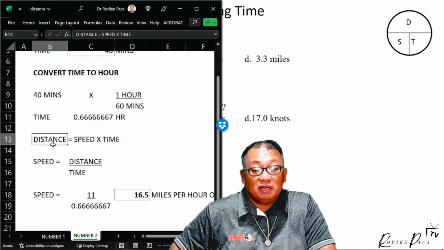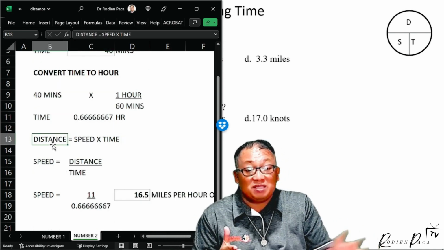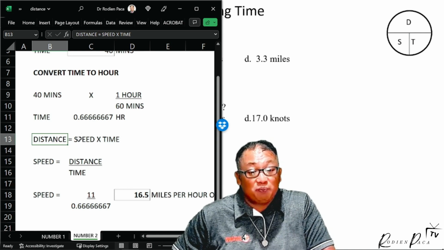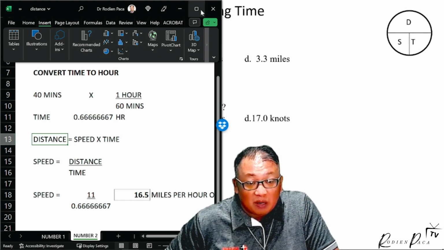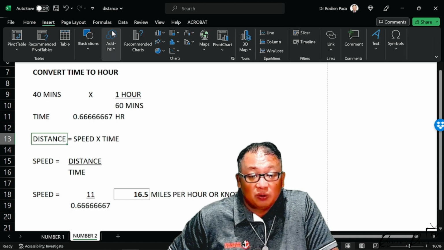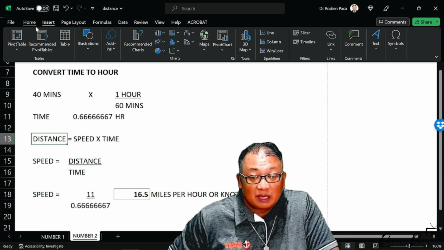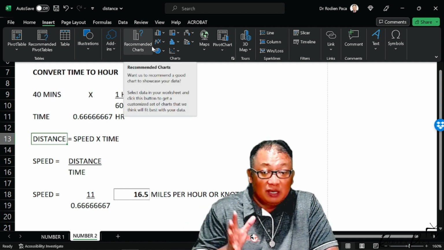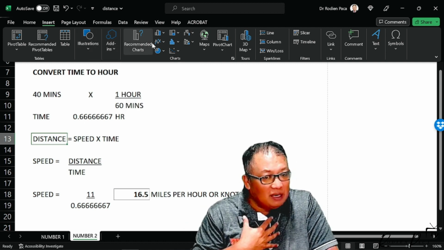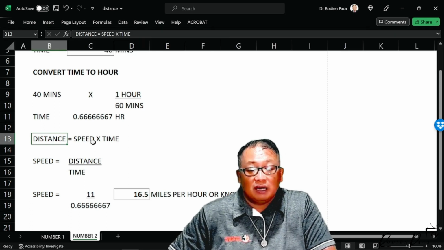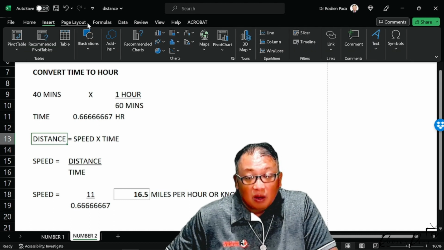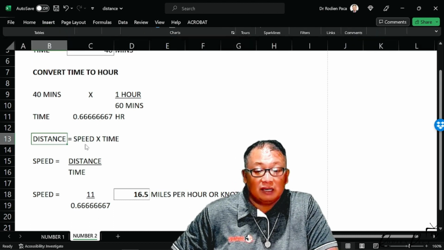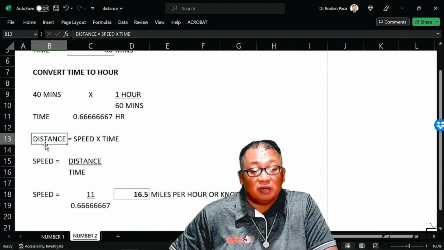Now, we have the standard formula, distance equals speed times time. So I'm looking for speed. This is how I usually do this. I show you this because this would actually help you on transposition. This is very important, because in transposition, you don't need to memorize the formula. For example, I am looking for the speed. All I have to do is mark the speed, and I would throw the time to the other side of the equals. So speed equals distance over time.